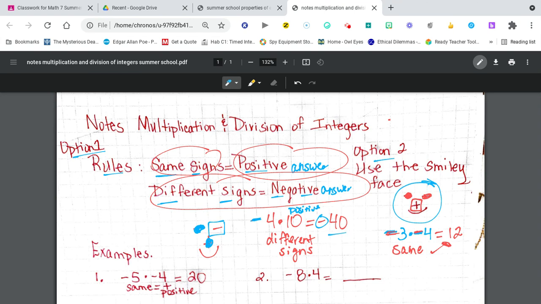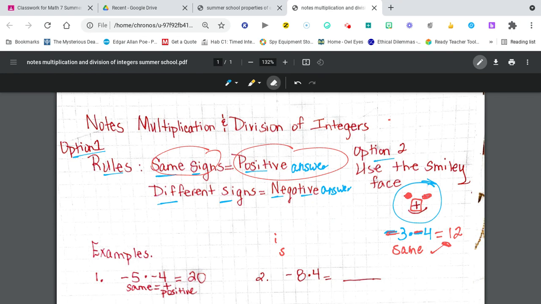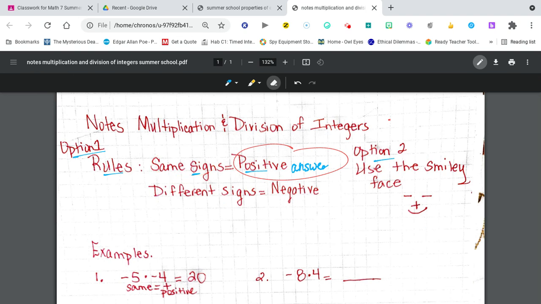Now, it works the same for division too, guys. Multiplication and division, you can use option 1 or option 2. Make sure you're pausing the video and rewinding it to write down what I just had written down.